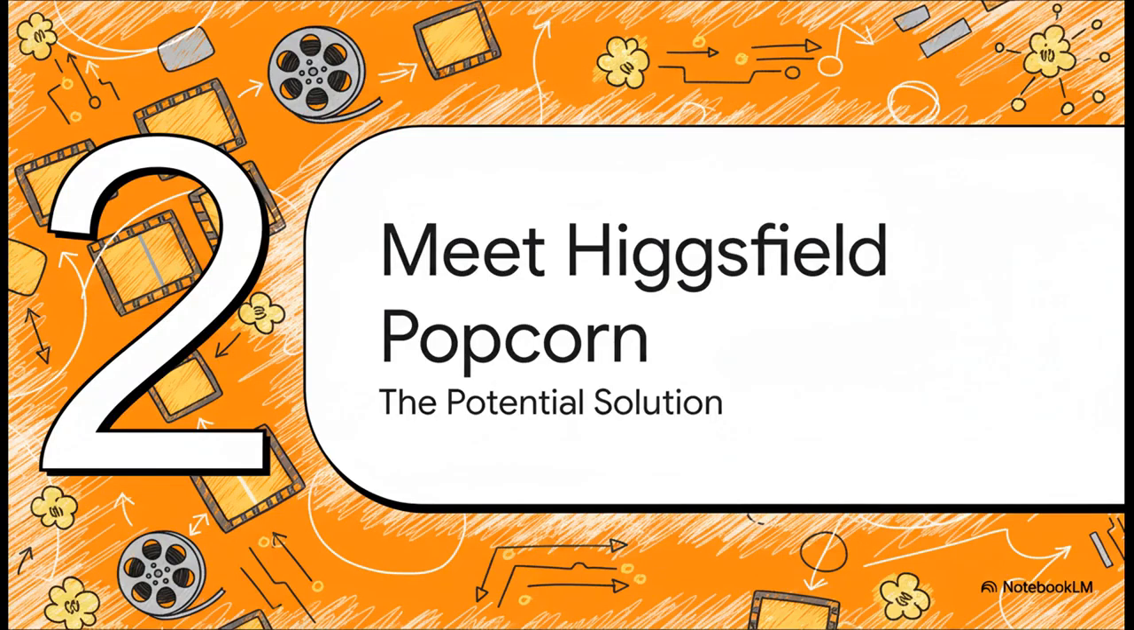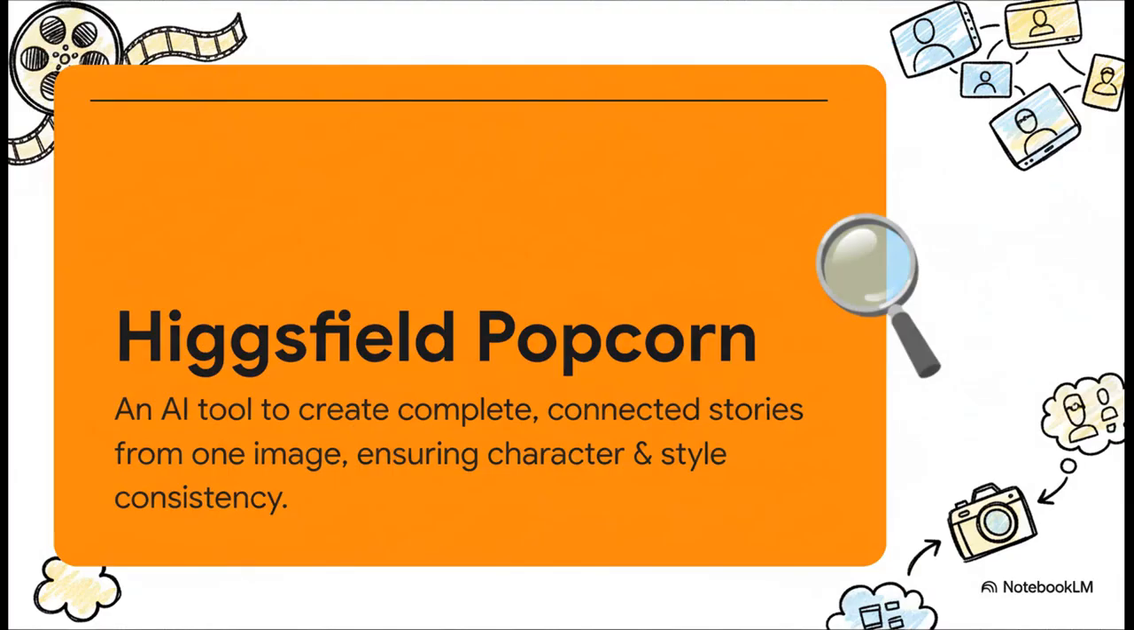But what if a tool was built from the ground up to solve these exact problems? Well, let's meet a potential solution. This new platform called Higgsfield Popcorn. So at its core, Popcorn isn't just another image-to-video generator. Its whole reason for being is to maintain that story cohesion. It's literally built to remember your character, to remember your style, and to carry that vision from one shot to the next.